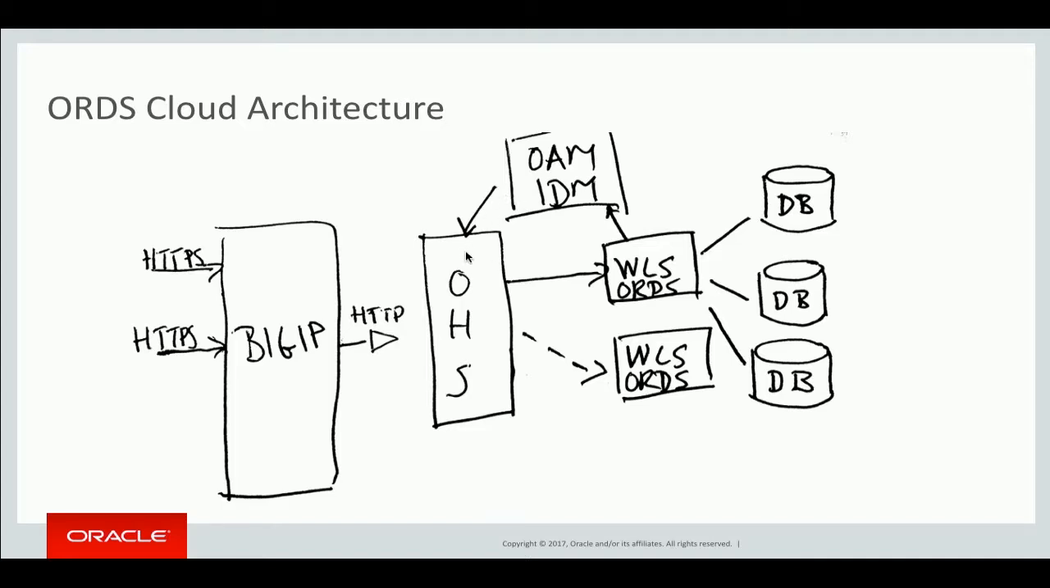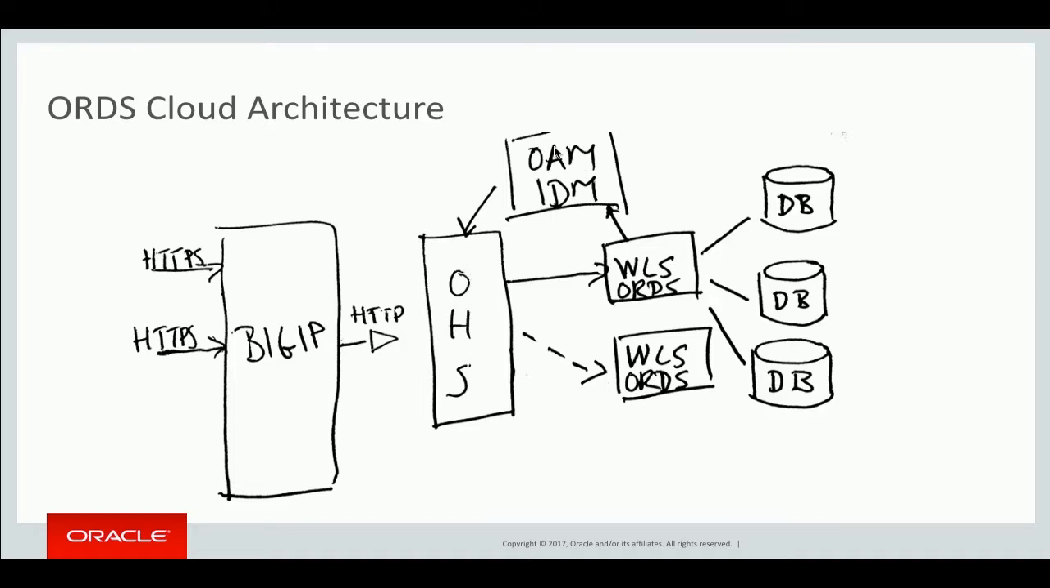So then the request is forwarded over HTTP internally to Oracle HTTP Server, okay? And this has integrated into it Oracle Access Manager, and this is determining, is there a cookie associated with this request, or is there an OAuth access token associated with this request, and validating that, and either showing you the sign-in prompt or giving you a 401 unauthorized status. Okay?